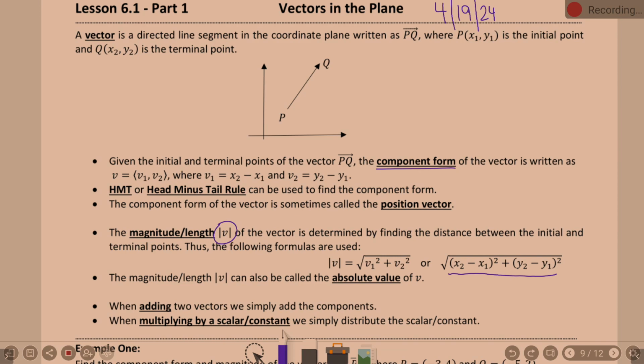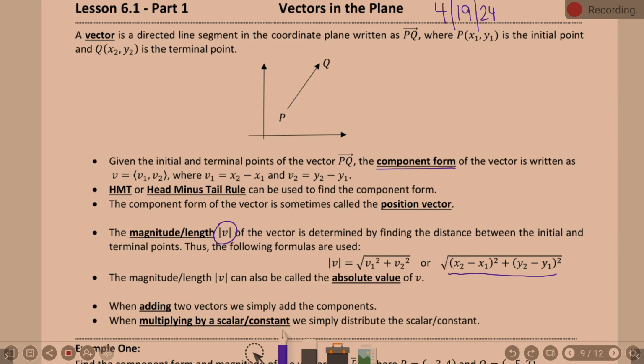One of the things we're going to do is add two vectors. When you're adding two vectors, you simply add the like components. So you add the x with the x, and you add the y with the y. That's adding components for two vectors. And multiplying a vector by a vector we'll save for another day. That's another lesson.